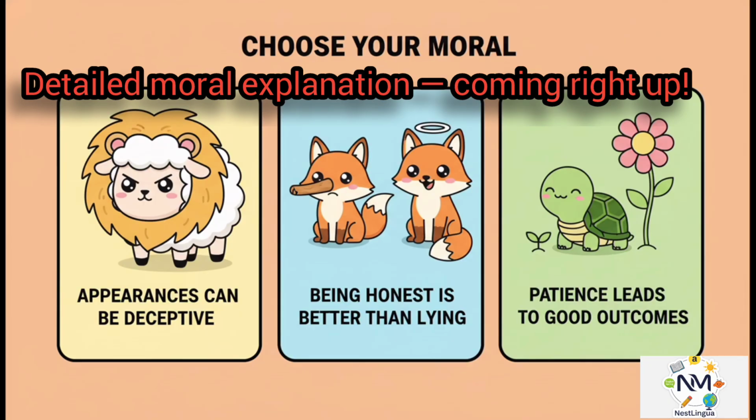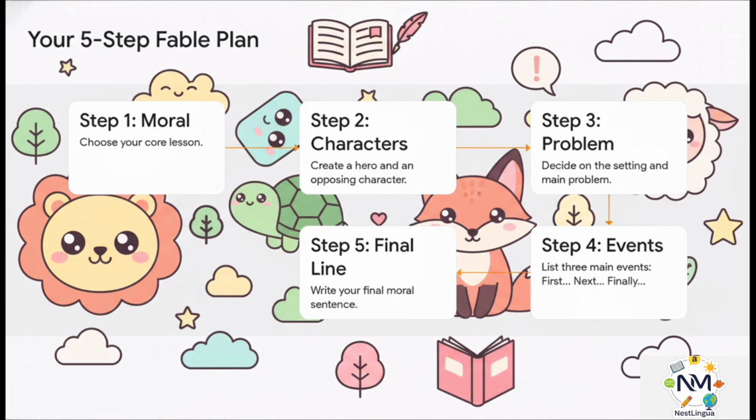Here are 3 great options to choose from. Which one speaks to you? You know, the best writers always have a plan. So use this simple 5-step guide to get your ideas in order. Choose your moral, create your characters, figure out the setting and problem, list out the main events, and write down that final moral sentence. Trust me, this will make the actual writing part so much easier.